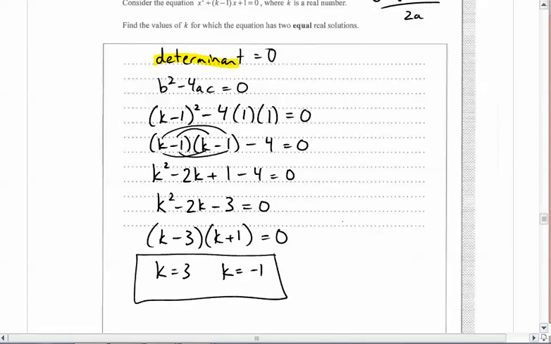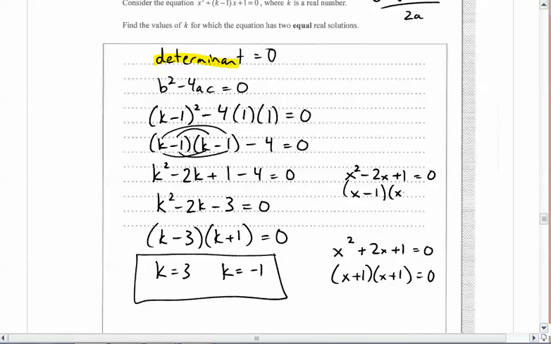Now I might just want to check that really quick. So x squared plus 2x plus 1 equals 0. So that's when k is 3. Does it actually have 2 equal roots? Yay, it does. Okay, when k is negative 1, then I would get x squared minus 2x plus 1. Does that actually have 2 equal roots? Yay, it does.